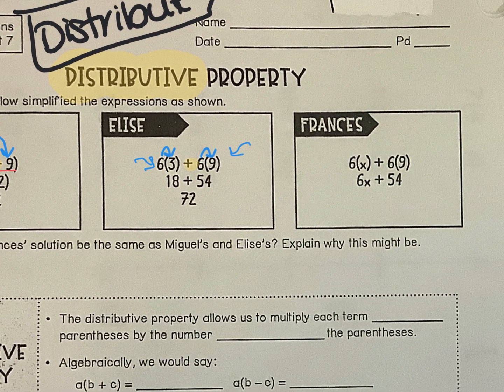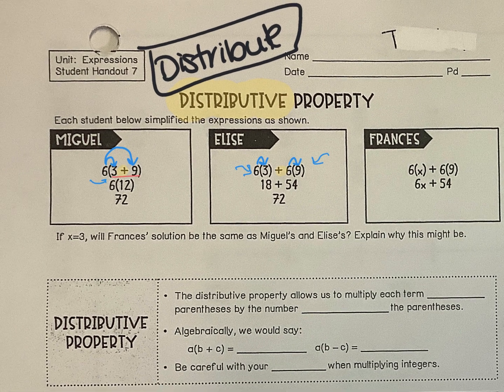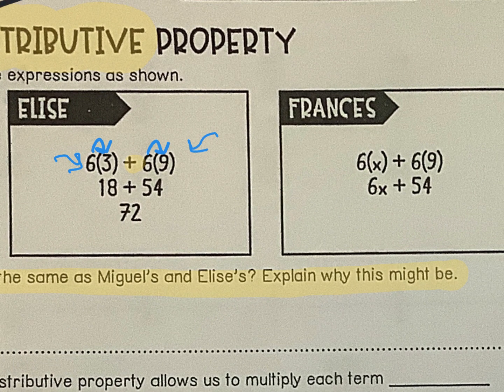So let's go see what Francis did. Francis did 6 times x plus 6 times 9. It says, if x equals 3, will Francis' solution be the same as b? Yes, it will be. Because if we put a 3 here, will it be the same? Well, yes, because it's the same thing as Elise. 6 times 3 plus 6 times 9. 6 times 3 is 18 plus 54 is 72. So, yes, it's the same. Francis made sure that that 6 was multiplied to every single number in there.